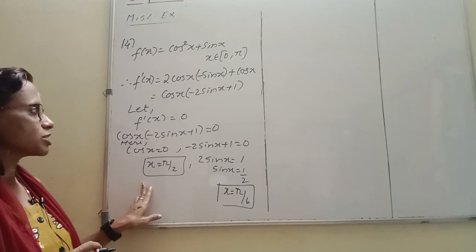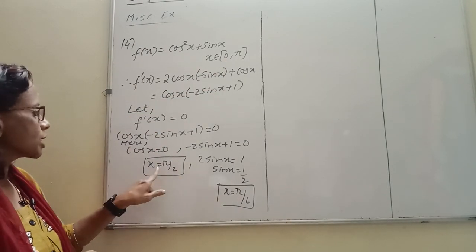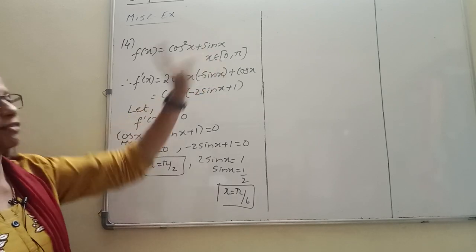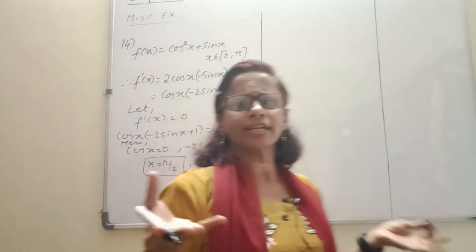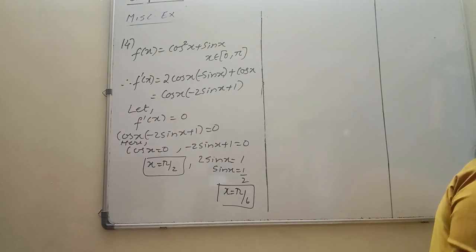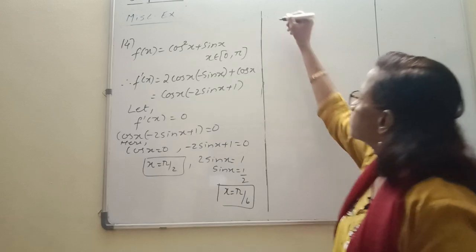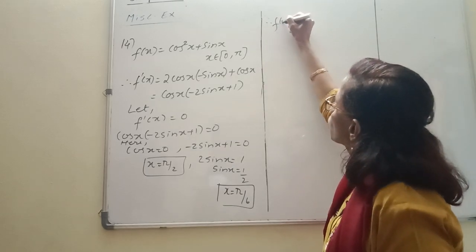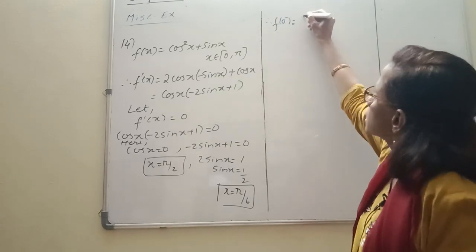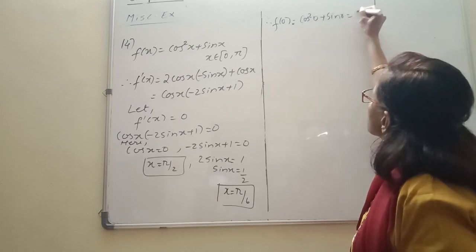We have to check f at 0, f at pi over 6, f at pi over 2, and f at pi. So many things we will check, and then see which is the absolute maximum and minimum value. Find the absolute maximum and minimum. That's it. First, f at 0 means cos squared 0 plus sin 0. Cos squared 0 is 1.